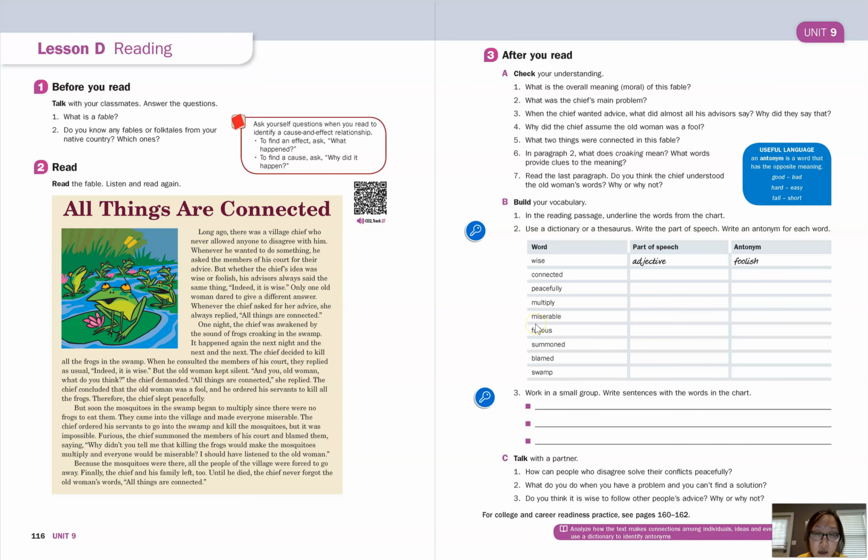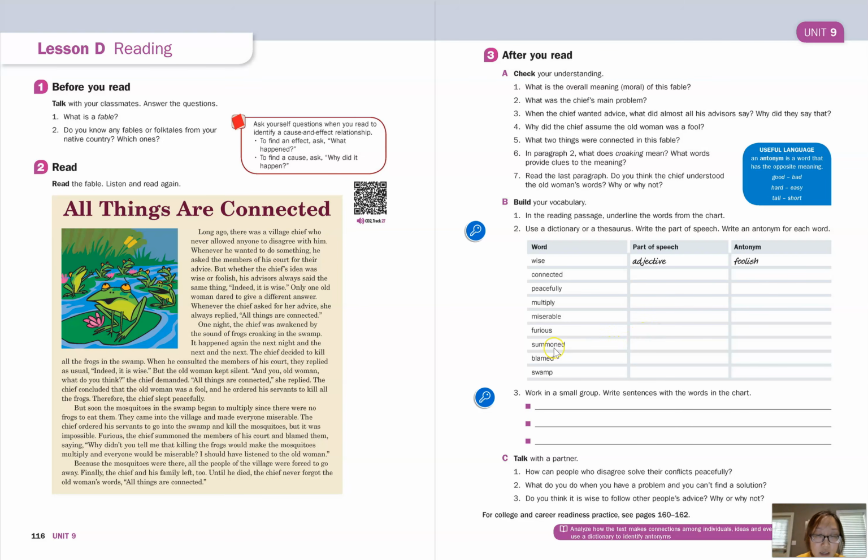And then miserable, and everyone would be miserable. So the part of speech is an adjective. It describes everyone. And as an antonym, you might say happy or content. Okay, and the next word is furious. So here you could see furious, the chief summoned the members of his court. Okay, so furious is an adjective, and an antonym might be pleased or happy.